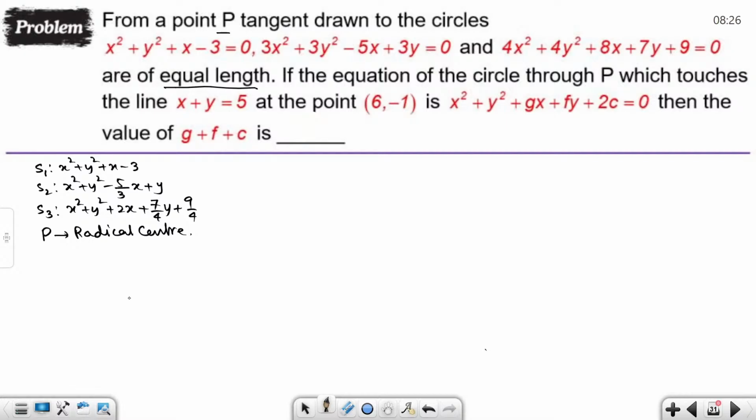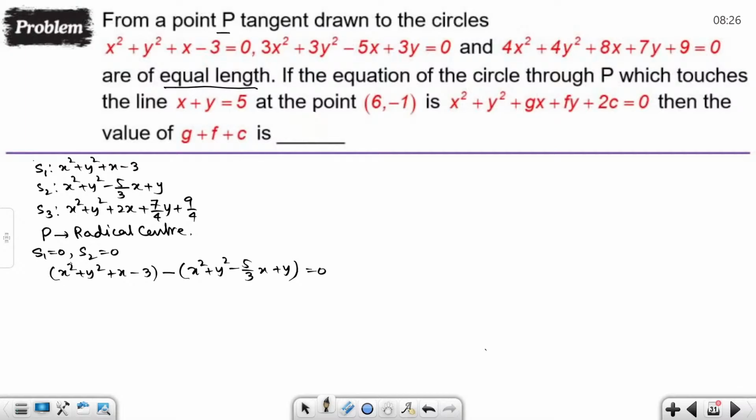So for that, I need two radical axes. So to get two radical axes, let me choose the first two equations, that is S1 is 0 and S2 is 0. The radical axis for these two given circles is... now, have you observed one thing? That to get the radical axis, we must go for S1 minus S2.